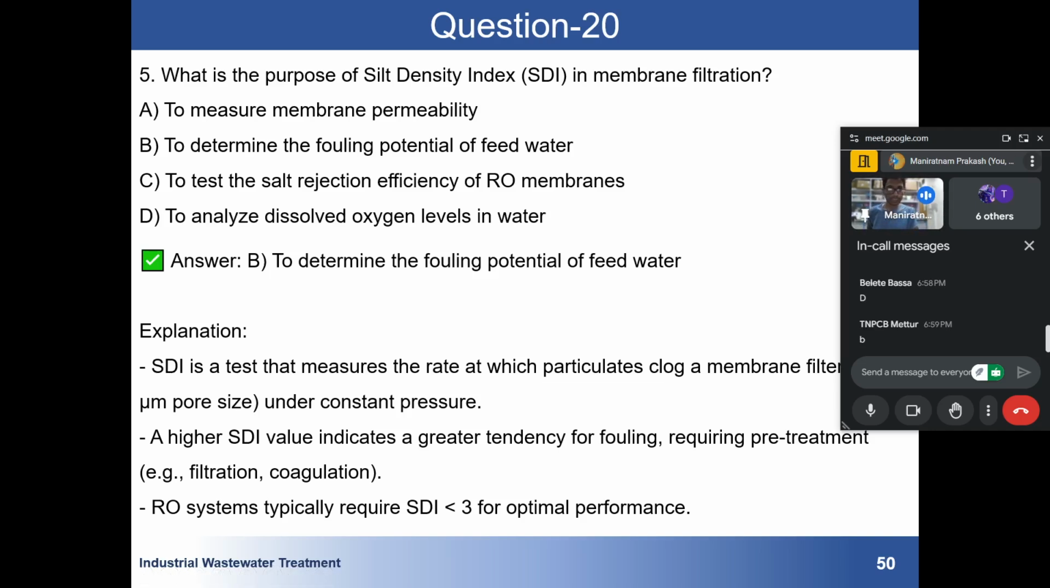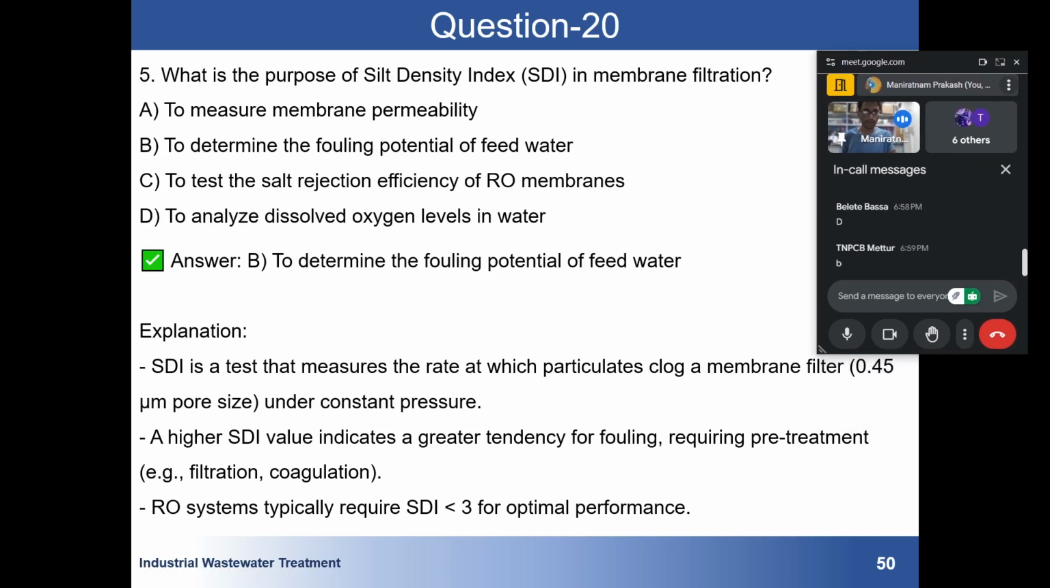SDI is a test that measures the rate at which particles clog a membrane filter of a given size under constant pressure. A higher SDI value indicates a greater tendency for fouling, requiring pre-treatment. RO typically needs SDI less than 3 for optimal operation. SDI just represents how fast you have to backwash this, meaning how frequently your filter membrane will get clogged.